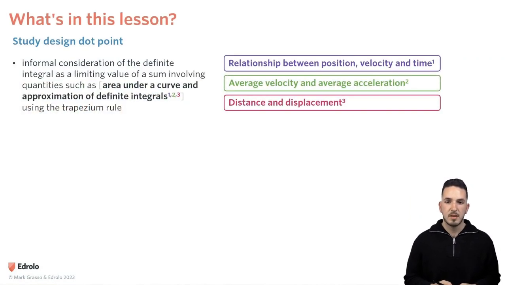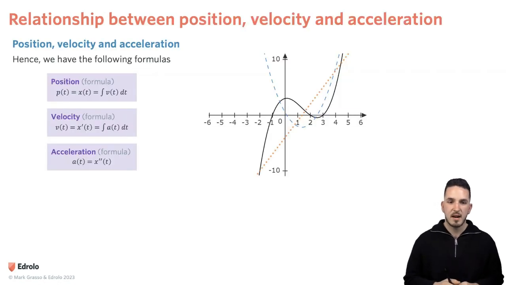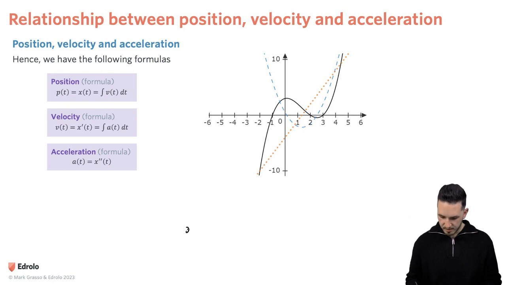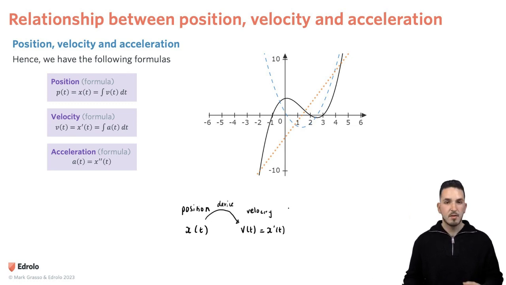In particular, we'll be looking at the relationship between position, velocity, and time, the average velocity and average acceleration, and distance and displacement. So here we're going to start with the relationship between position, velocity, and acceleration. Let's say we start with the position, x of t, and we want to find the velocity of something that's moving. We can then differentiate it. So velocity is equal to x dash of t, because we want to differentiate. And then if you want to find the acceleration, you differentiate again.